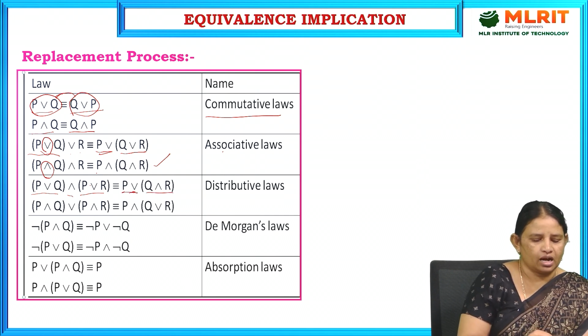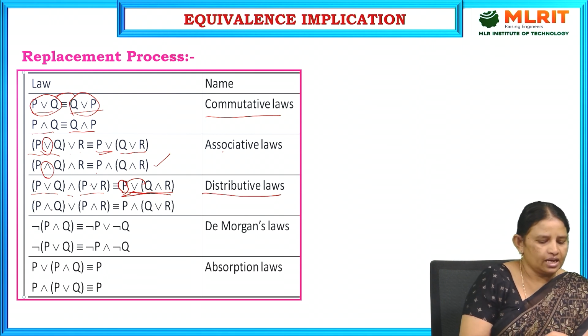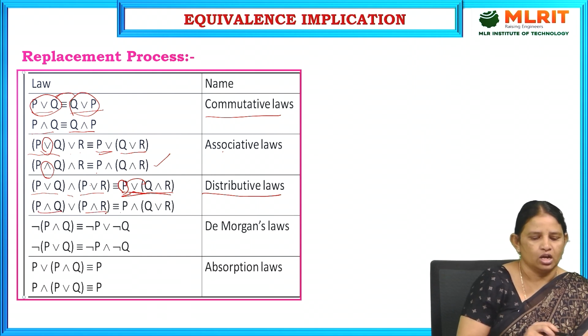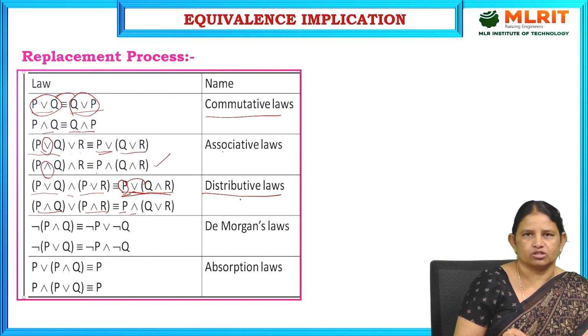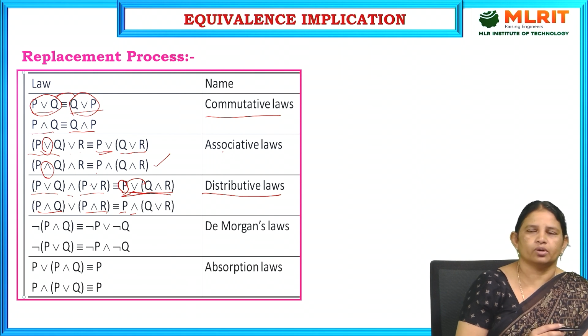That means P or Q and P or R, with P distributed to both propositions. That's why it is called the distributive law. Next, P and Q or P and R. The common proposition in the two propositions is P only, so P is separated: P and Q or R. This is also called the distributive law. Most of the problems will use the distributive law to get the LHS equivalent to the RHS.